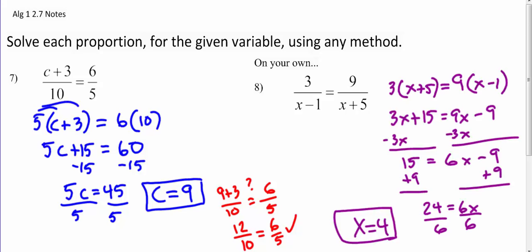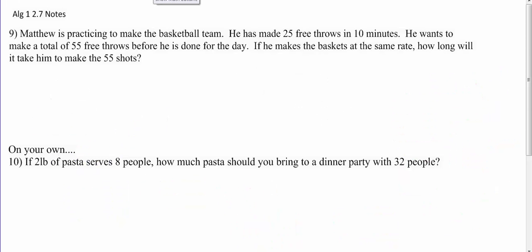All right, you can see my work now on number 8. This one may have looked a little more complex than some of the others we've done, but when you started working through it, you follow the same rules. Use that cross products property. 3 times x plus 5 equals 9 times x minus 1. A little distribution, and then it was just a matter of solving from there. After a few steps of subtraction and division, and even addition, by the way, I found that x was equal to 4. And again, if you wanted to check that work, you could. If I plug in 4 here, 3/3 equals 9/9. Absolutely it does, because they're both equal to 1.